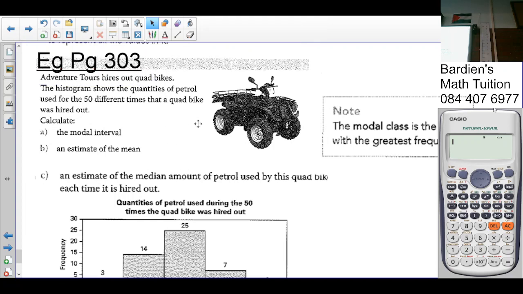We are told that Adventure Tours hires out quad bikes. The histogram shows the quantities of petrol used for the 50 different times that the quad bike was hired out. Calculate the modal interval. Okay?